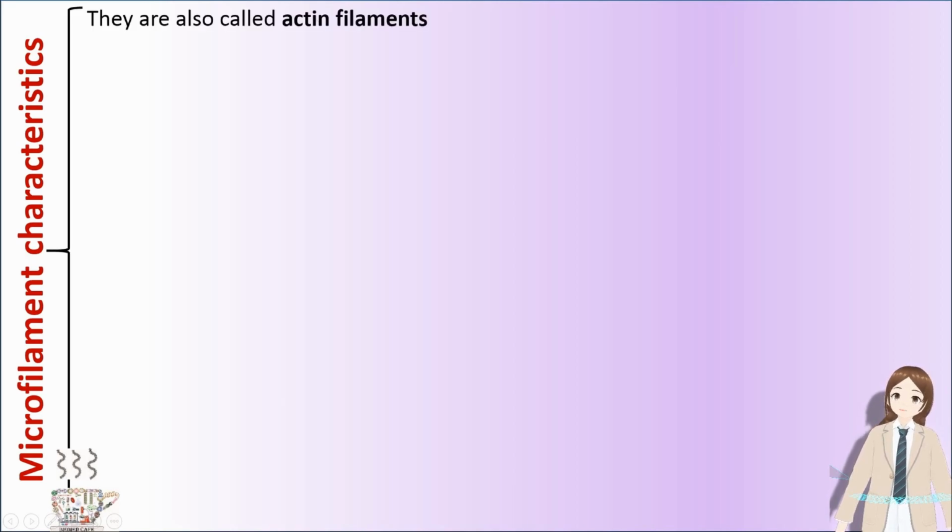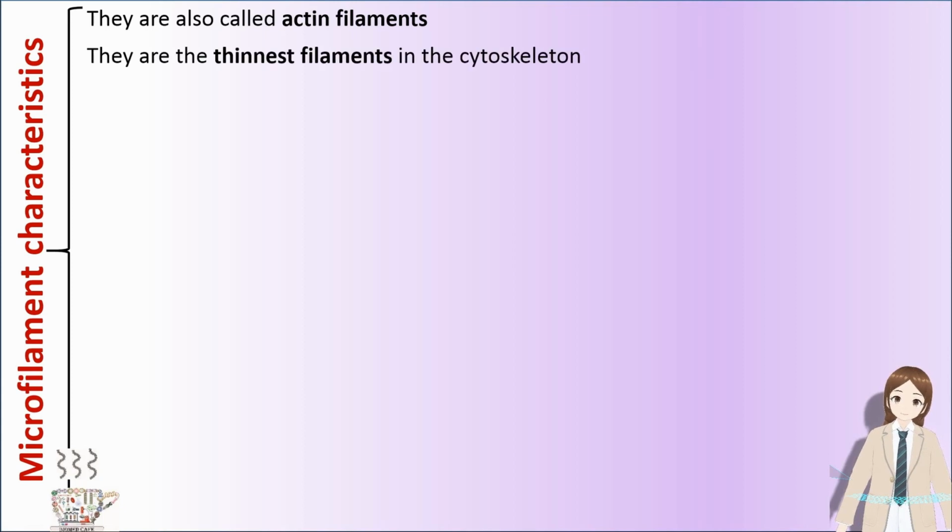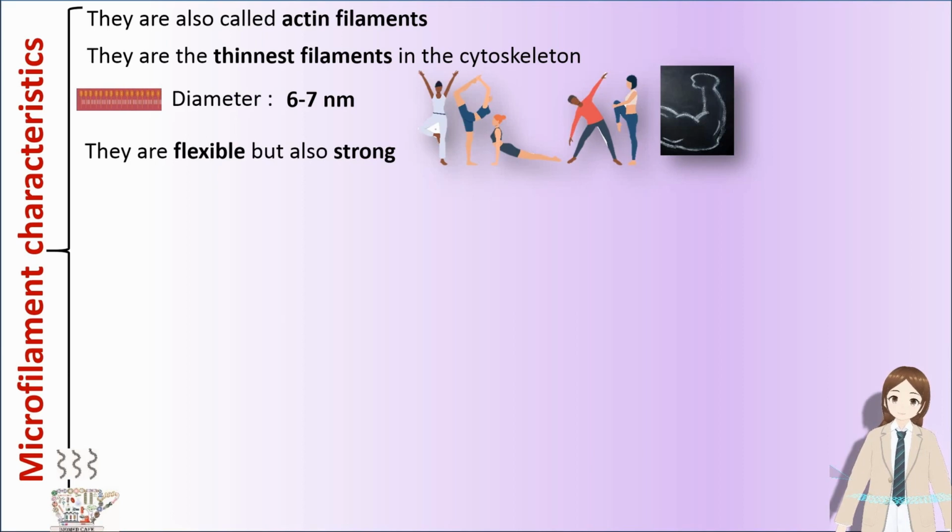Microfilament characteristics. They are also called actin filaments. They are the thinnest filaments in the cytoskeleton. Their diameter is 6 to 7 nanometers. They are flexible but also strong.